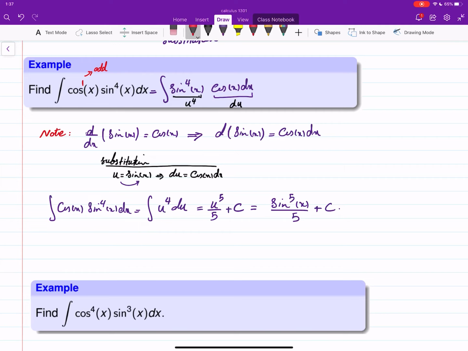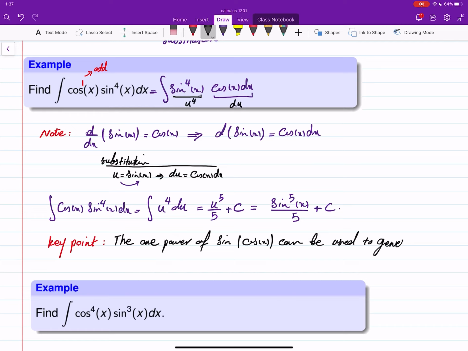So here the key point is that one power of sine or cosine can be used to generate du when u is equal to sine x for the first one, or if you're taking the other one, you set u equal to cosine x. So that's the key point. And that's basically what you need to know. However, there are some steps that sometimes you need to add to this key point, and we will see it in the second example.